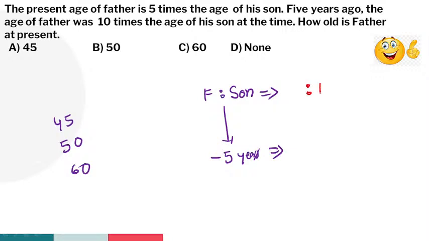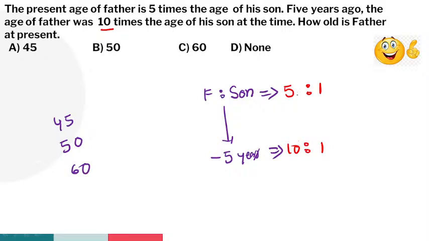So no formulas, guys. The present age of father is 5 times the age of his son. Son we don't know. Let 1. Father is how many times? 5 times. 1 into 5, 5. 5 years back, the age of father was 10 times. 5 years ago also, son we don't know. Let 1. Father is how many times? 10 times. 1 into 10, 10.